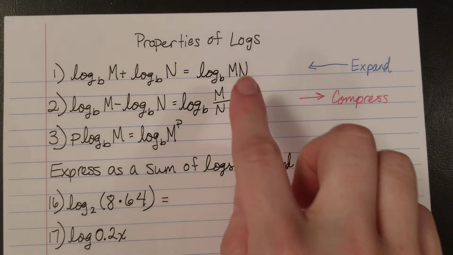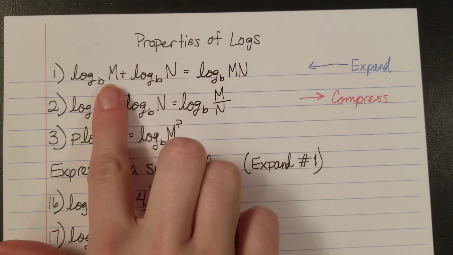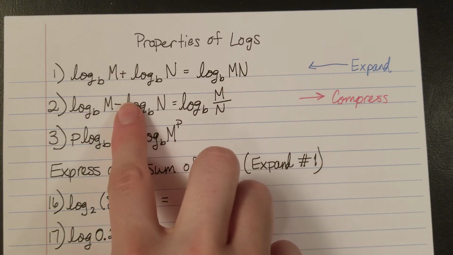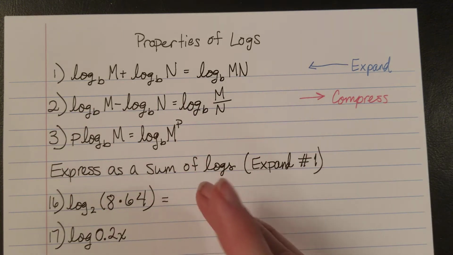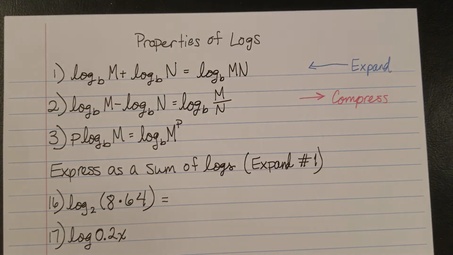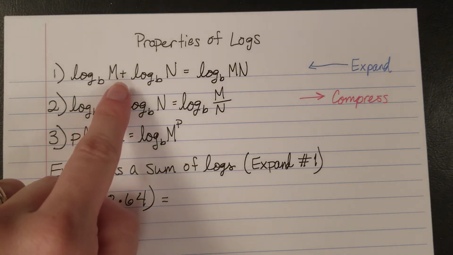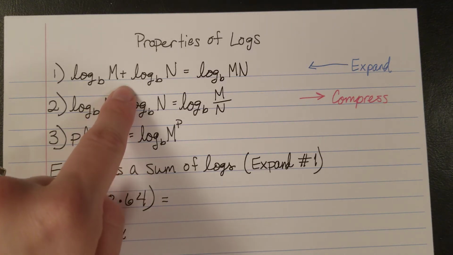If you go from this to this, that would be considered expanding it. And if you go from this to this, that would be considered compressing it or condensing it. A lot of times the instructions will say write it as a single logarithm. So you can go either way, depending on the instructions or on what serves the purpose that you're going for.